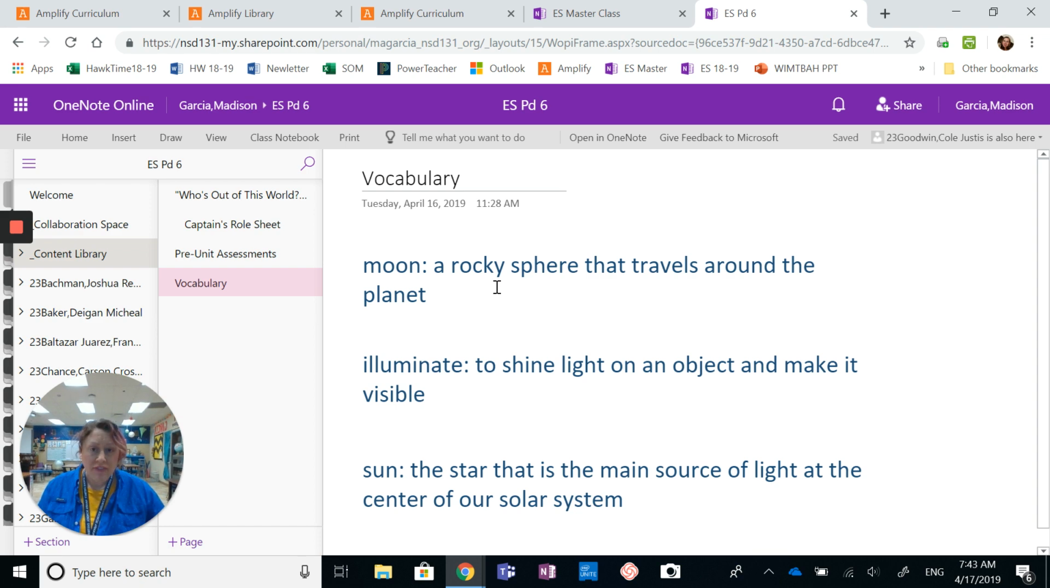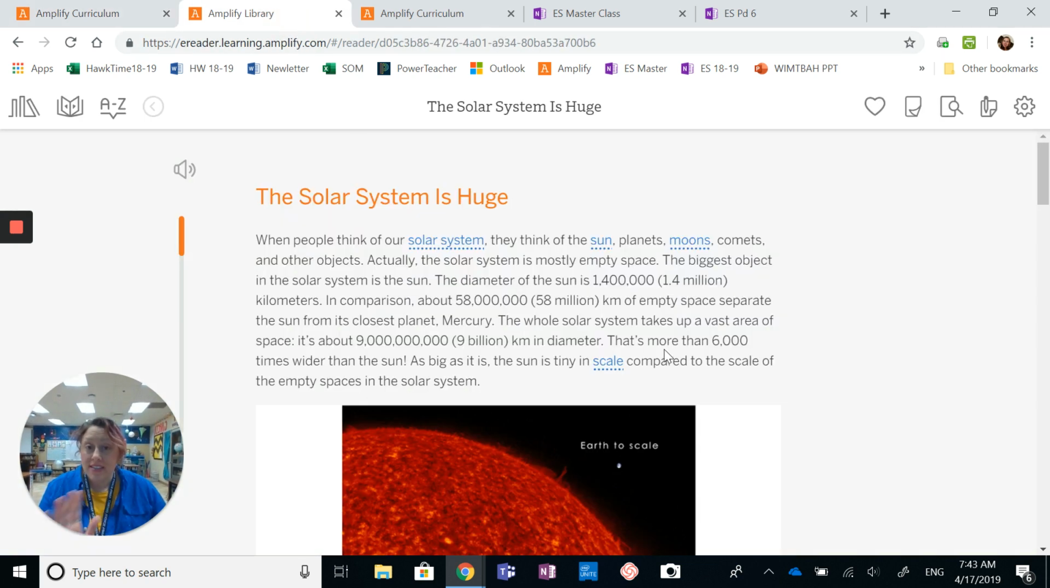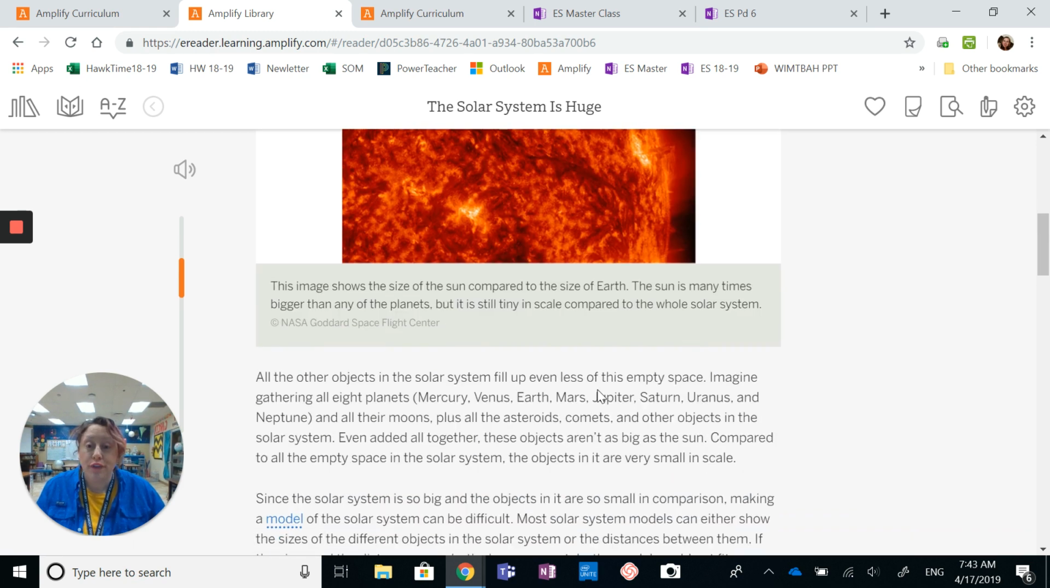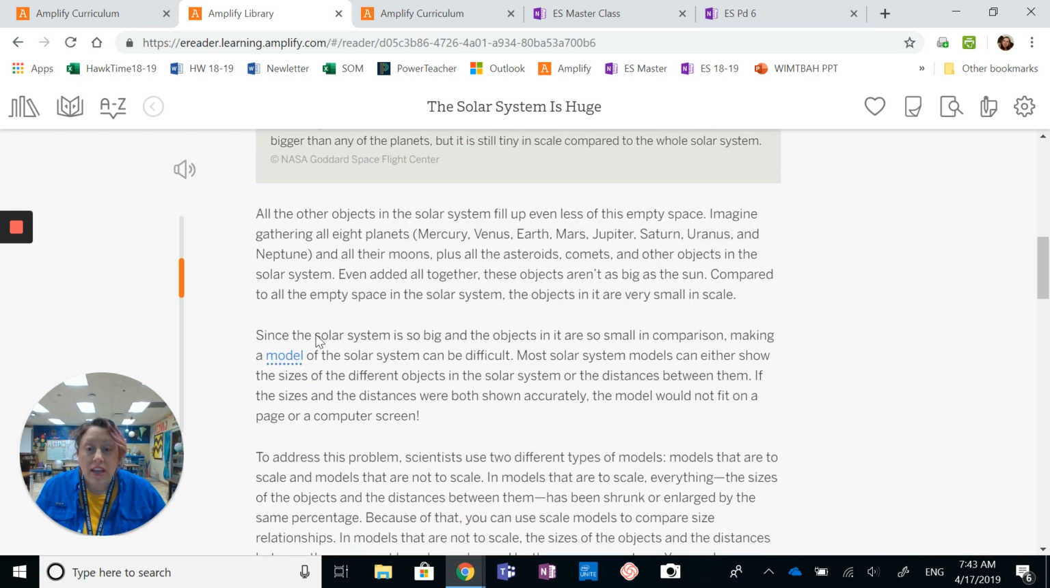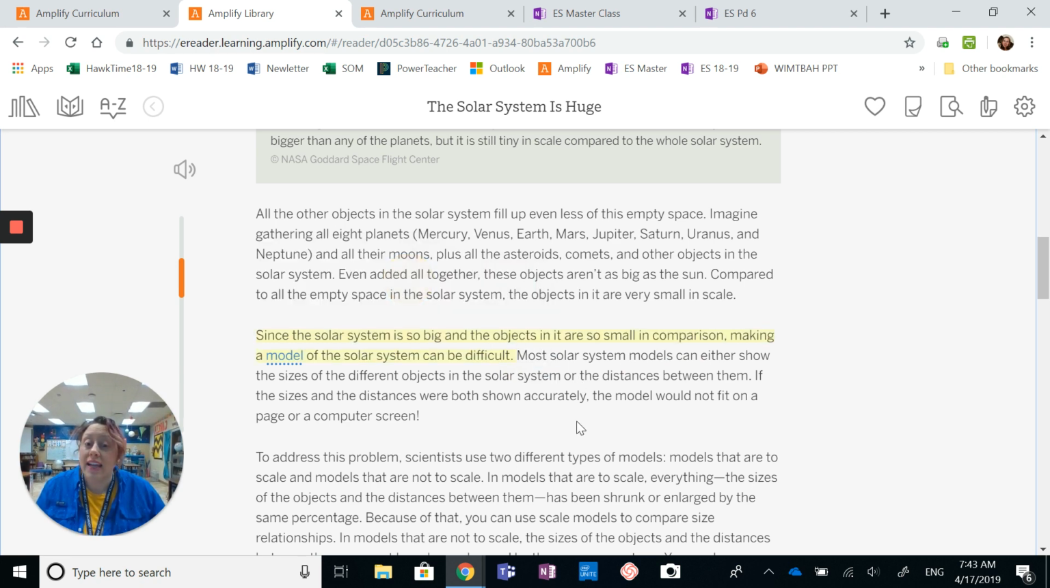Okay. After we finished our vocabulary throughout our Amplify lesson from yesterday, our homework assignment was to read and annotate this article that says the solar system is huge. You are supposed to go through and figure out a couple of different things that you found important. For instance, it says, since the solar system is so big and the objects in it are so small in comparison, making a model of the solar system can be difficult. To me, that seems like a very, very important thing to remember. So I'm going to add a highlight to this section.